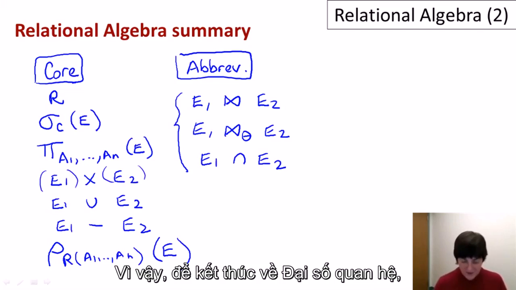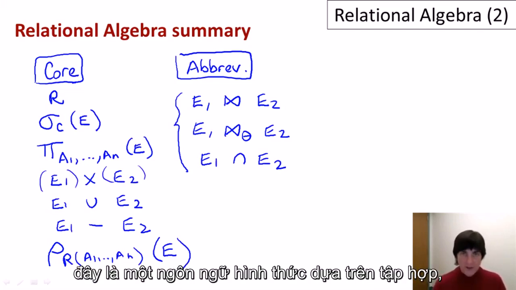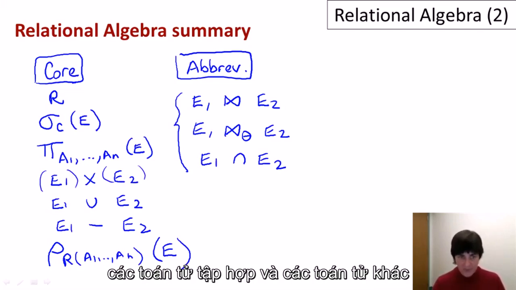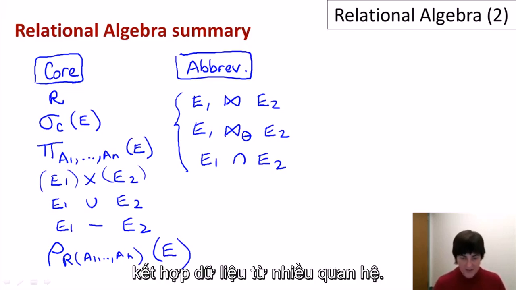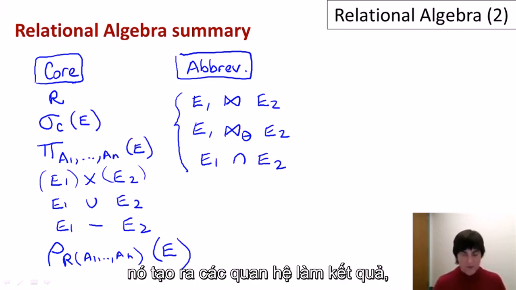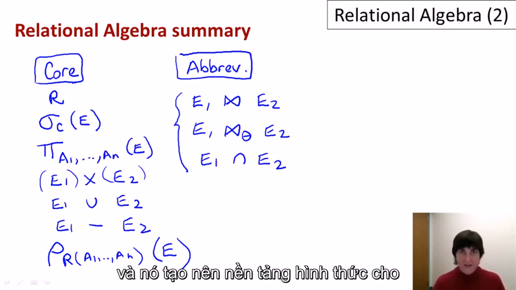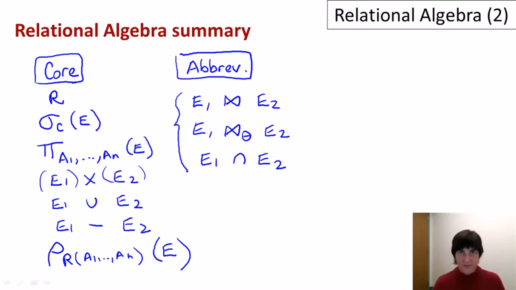So to conclude relational algebra entirely, it's a formal language. It's based on sets, set operators, and other operators that combine data from multiple relations. It takes relations as input, it produces relations as answers, and it does form the formal foundation of implemented relational database management systems.